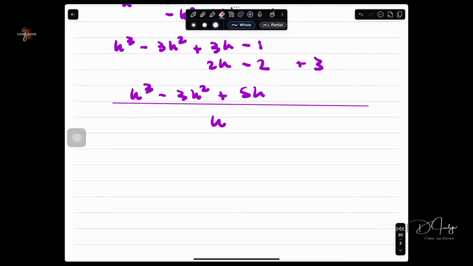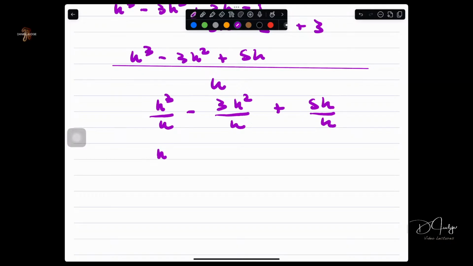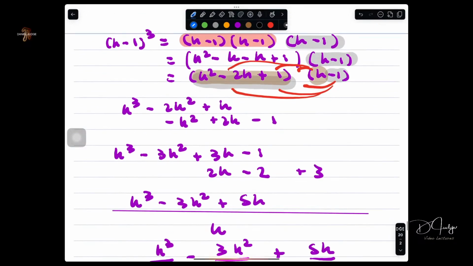So don't forget, though, the last part is we can distribute our division of every one of these terms by that h, because h is dividing all of those terms. We end up with h squared minus 3h plus 5, and that's the limit as h goes to 0. This is f prime of negative 1.